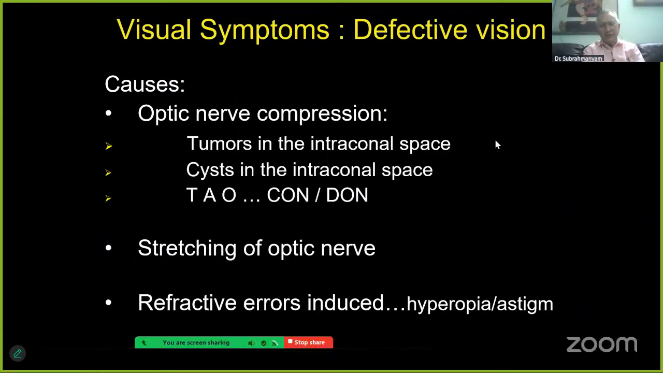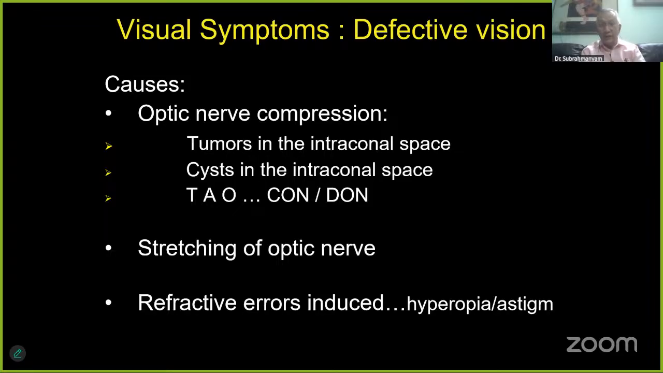Coming to the visual symptoms, the most important visual symptom is defective vision. The most important causes of optic nerve compression are tumors in the intraconal space. The most common tumor in the intraconal space is cavernous hemangioma, or a cyst in the intraconal space. The most common cyst that I have seen is hydatid cyst.